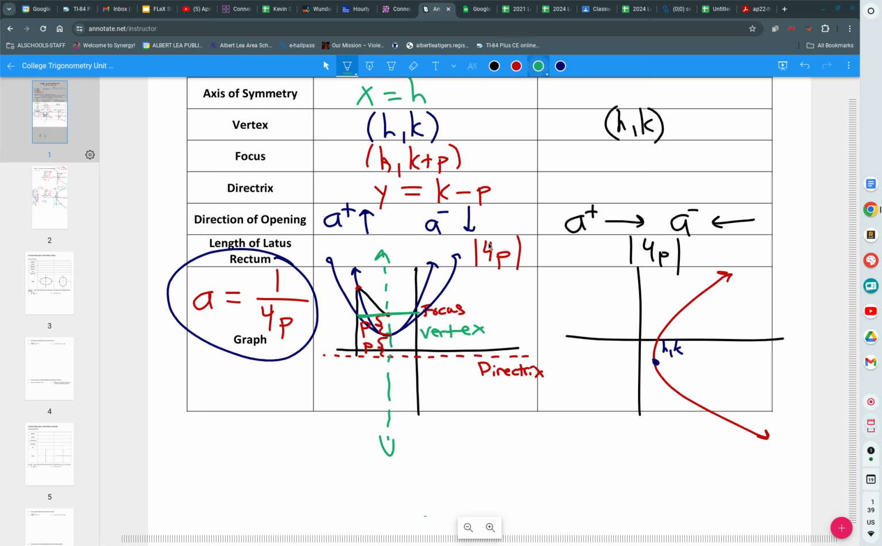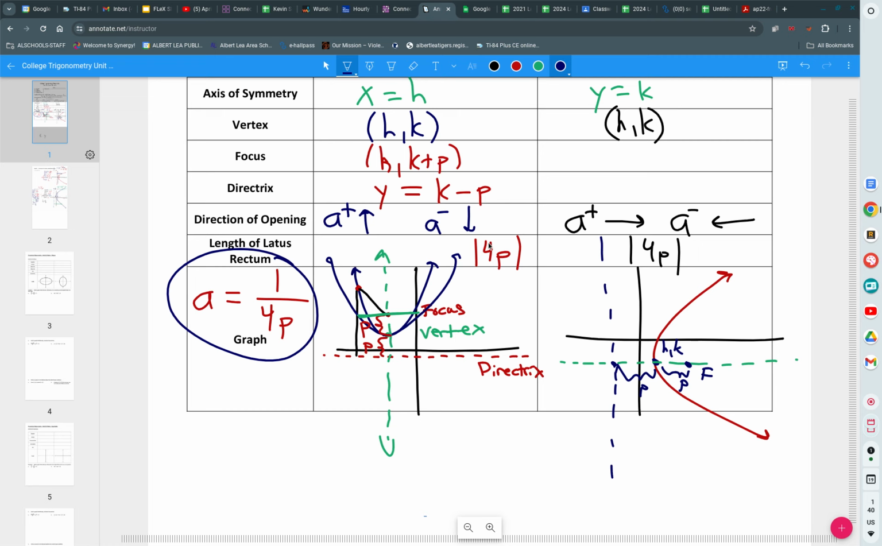And so the axis of symmetry, instead of being a vertical line this time, is a horizontal line. Do you remember, is a horizontal line x equals or y equals? Y equals. It is y equals. This time it goes through the y value of the vertex, which is y equals k. The focus is located inside the parabola, and the directrix is located outside of the parabola, and they are both located p units away from the vertex.